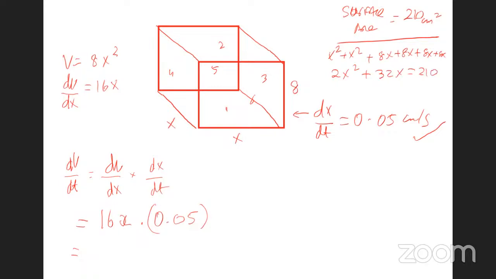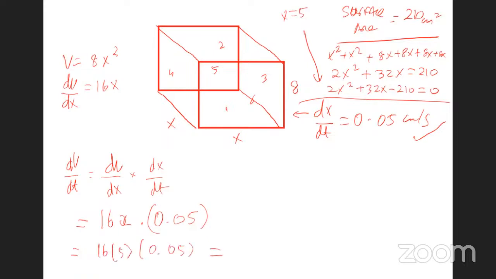Right? Bring it across. You'll get 2x squared plus 32x minus 210 is 0. What did you get for x? You'll get a positive and a negative value, right? x is 5. So that'll be 16 by 5 by 0.05. How much is that? 4. So that's 4 centimeters cubed per second.